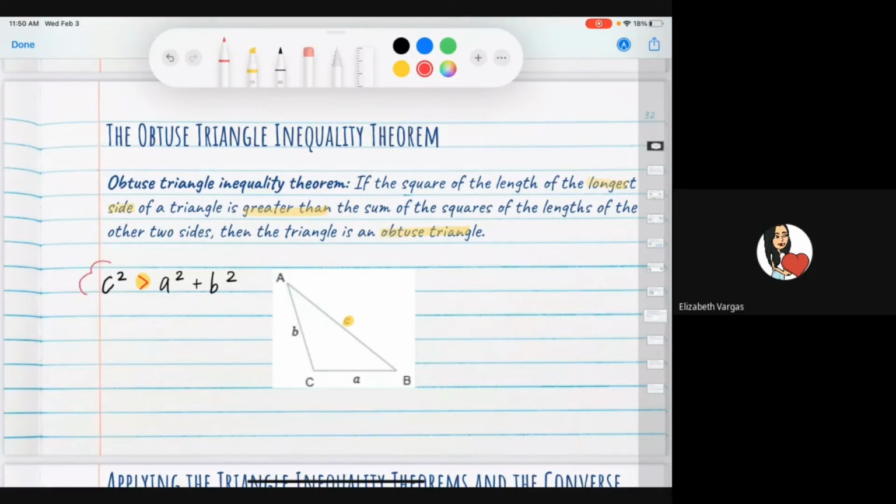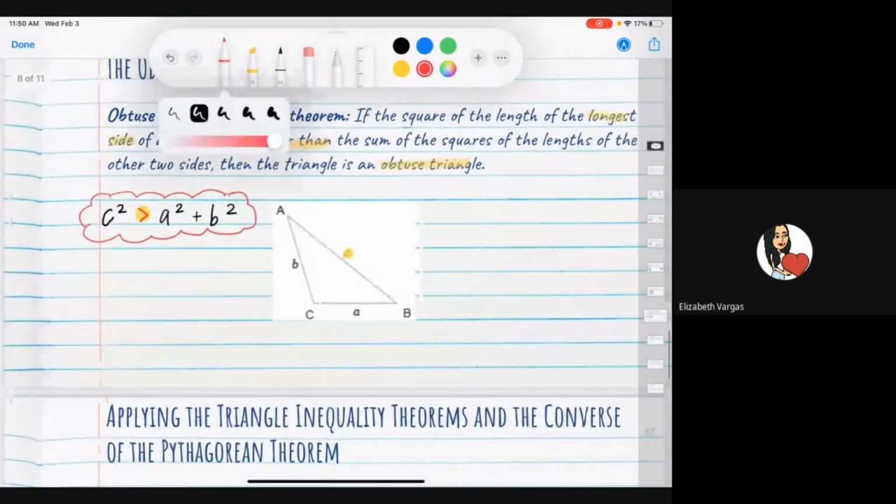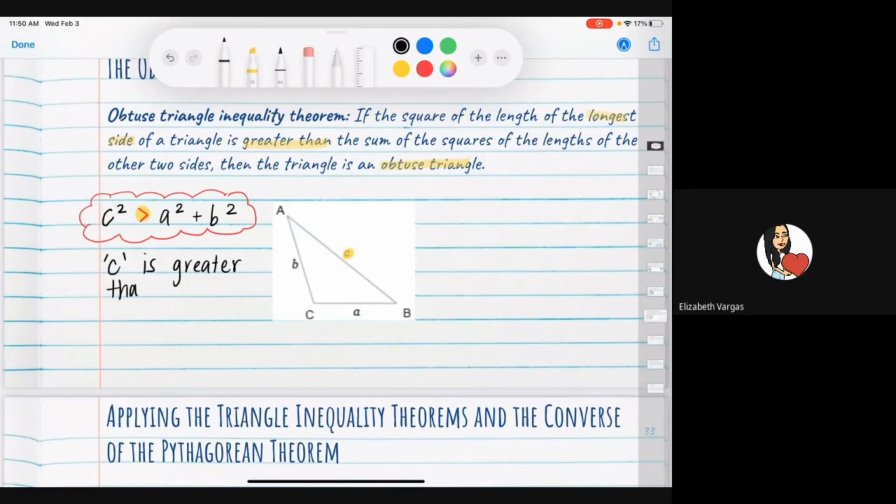So in order to prove triangles obtuse using the side lengths, we could go ahead and use this equation right here. Does anyone have any questions about that? So acute, C squared would be less than, and here C squared would be greater than the sum of A squared and B squared. Okay. Any questions?